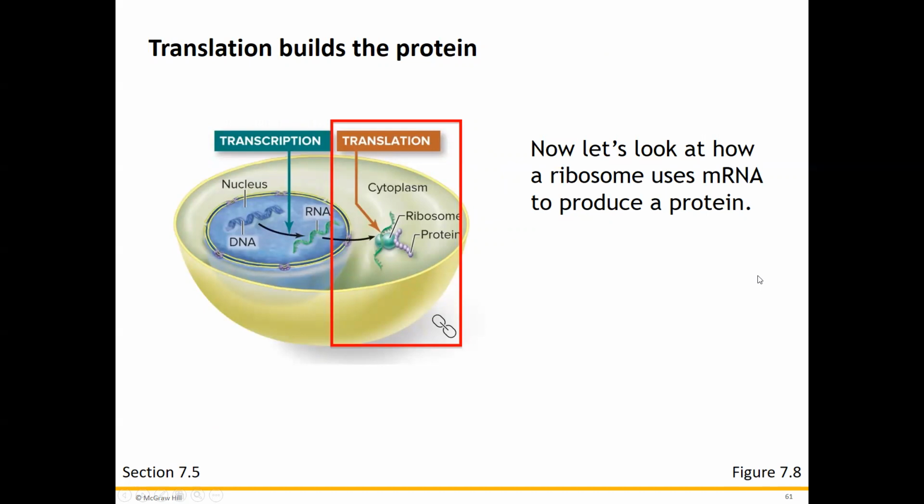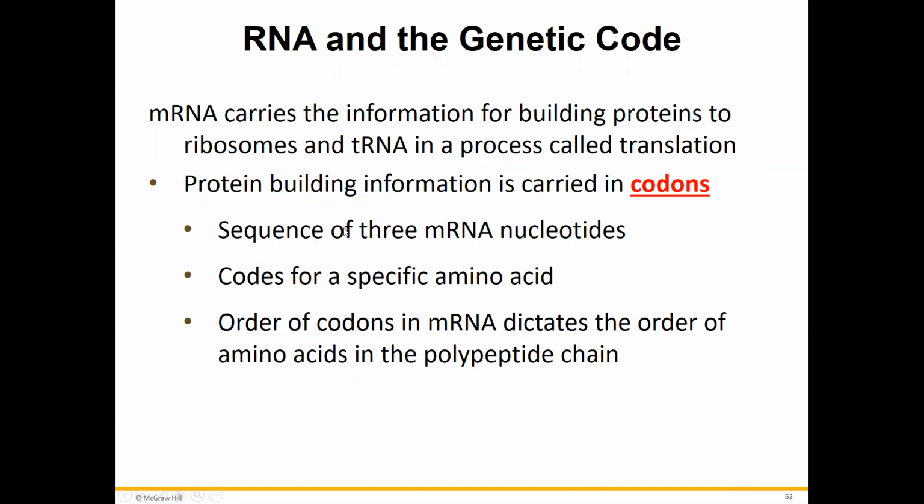All right, so now we're ready. Translation is the place that's going to produce the product of an actual protein. So how we integrate a ribosome into this process is what we're going to analyze right now. So messenger RNA carries the information for building the proteins that it got from DNA. It's going to go out into the cytoplasm, find a ribosome. Its cousin, transfer RNA, is going to help in the process of building this protein, and this whole thing is called translation.